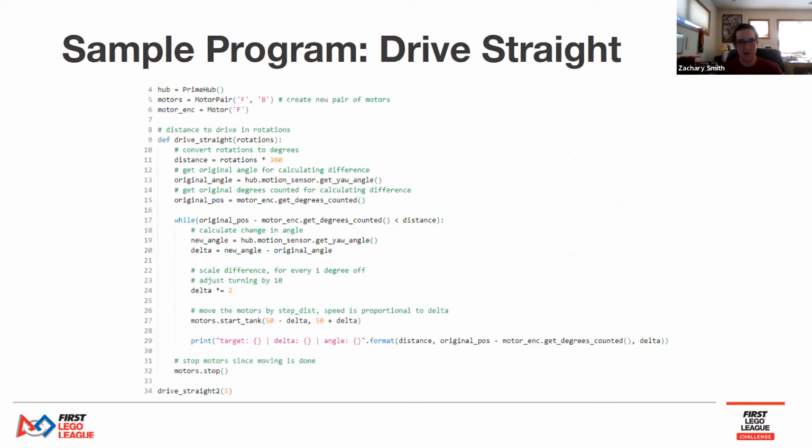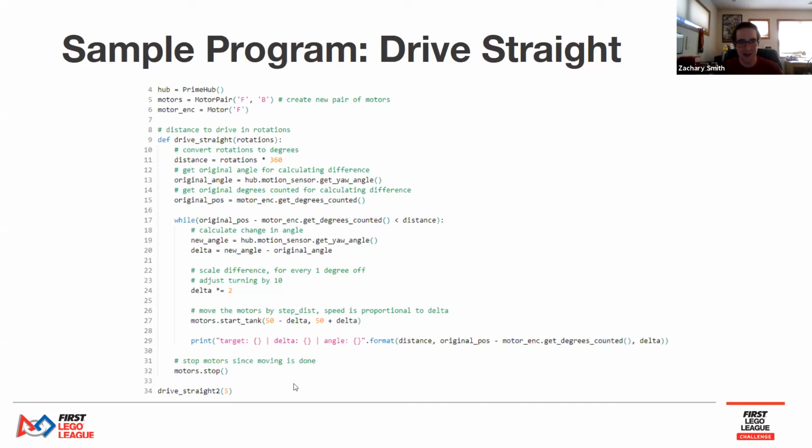Here's a sample program that I just created. It's going to allow the robot to drive straight using the gyroscope, I believe. Yep, so it uses the motion sensor's gyroscope to check that. At the top, you can see we have the hub equals the prime hub, the motors equals the motor pair, and then the motor encoder, which is going to be whatever motor I have to read the encoder from, since the encoders are not available from a motor pair.